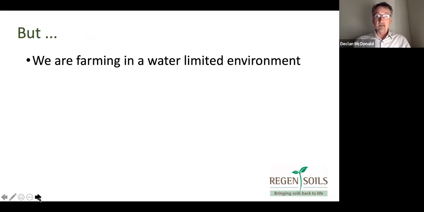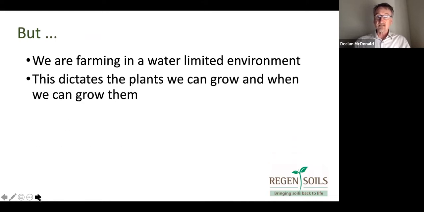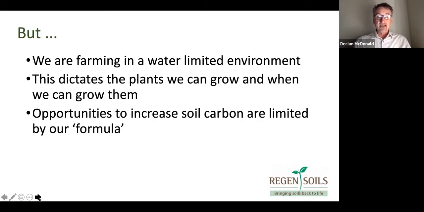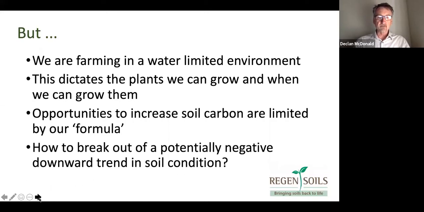But we are farming in a water limited environment, and this dictates so much about the plants we can grow and when we can grow them. And opportunities to increase soil carbon are limited by the only way we know how to grow crops in challenging environments.